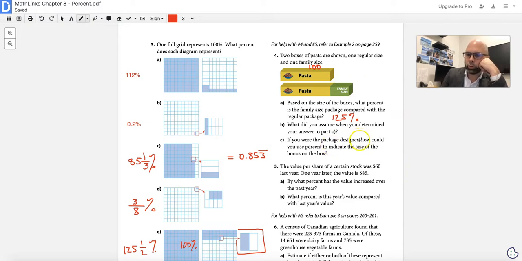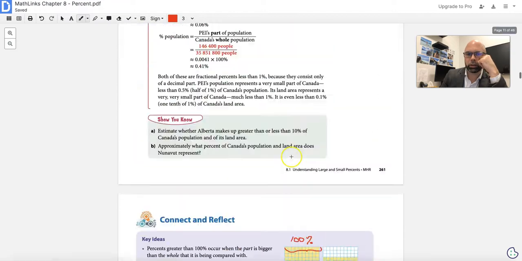What did you assume when you determined your answer to part A? Well, I assumed I knew the percentage of the family size. Also assume that these two yellow bars are the same size. If you were the package designer, how could you use percent to indicate the size of the bonus on that box? Yeah, so what they're referring to is this problem here.